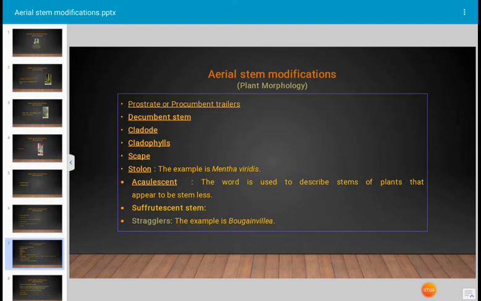Next, scape. It is also a part of the stem that serves to hold the flowers, comes out of the ground, and has no normal leaves. The examples are lily and garlic. Next, stolon. The example is mentha.